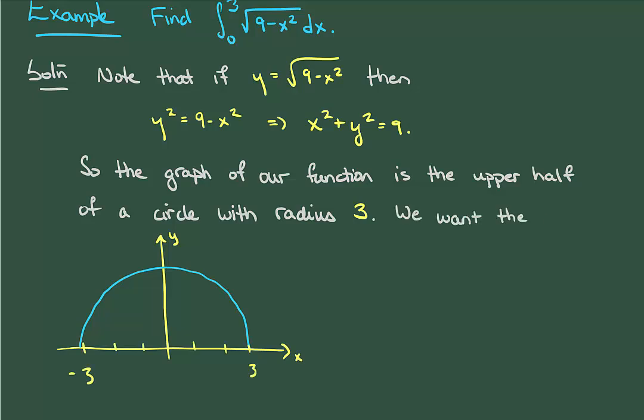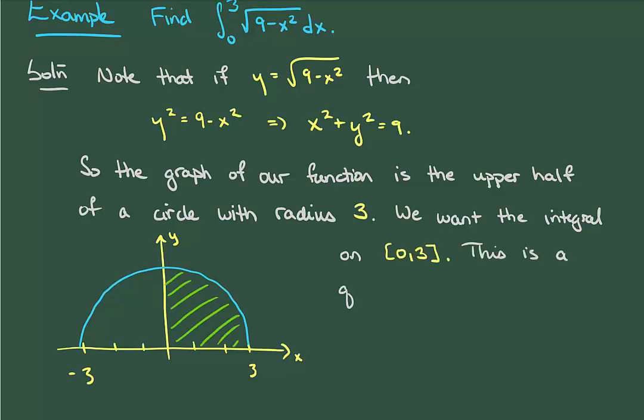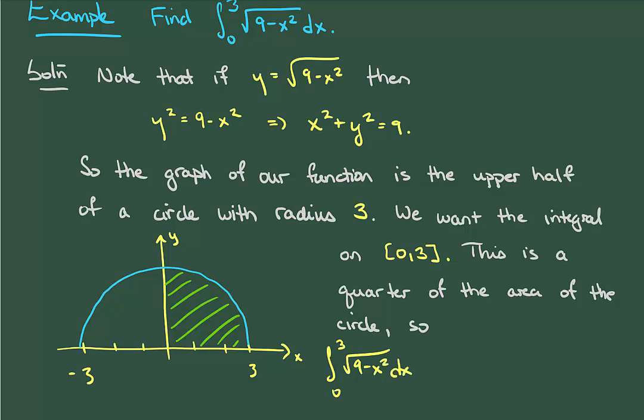Now the integral just asks us for the interval [0, 3], which I'll shade in here. And this area is 1/4 of the area of the total circle. So the definite integral is 1/4 times pi times the radius squared, or 9 pi over 4. So right now, the definite integral is just notation. We'll see later some more interesting techniques for computing integrals.